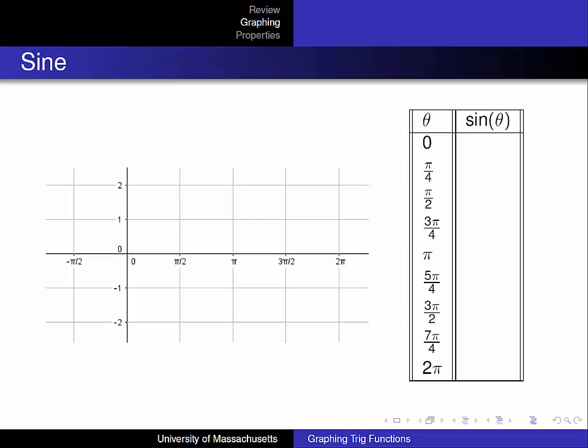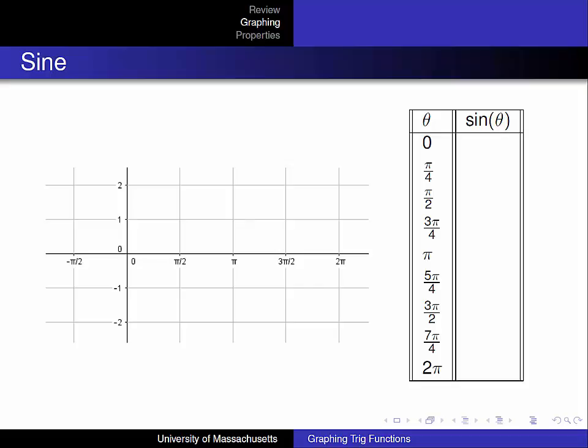Okay, so now we're going to graph sine. Well, I put some values in a table on the right-hand side. I'm going to start off with the values that we have indicated on our graph on the left-hand side. So 0, pi over 2, pi, 3 pi over 2, and 2 pi.